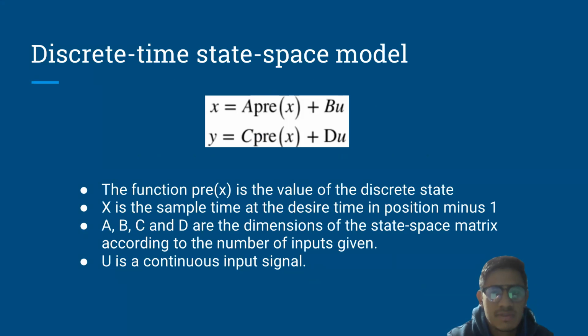This model involves several components that define the relationship between input and output data of a space-time system. Based on the following example, some main elements can be defined. As we can see, the function p of x is the value of the discrete state. X is the sample time at the desired time in position -1. A, B, C, and D are the dimensions of the state space matrix according to the number of inputs given, and U is a continuous input signal.